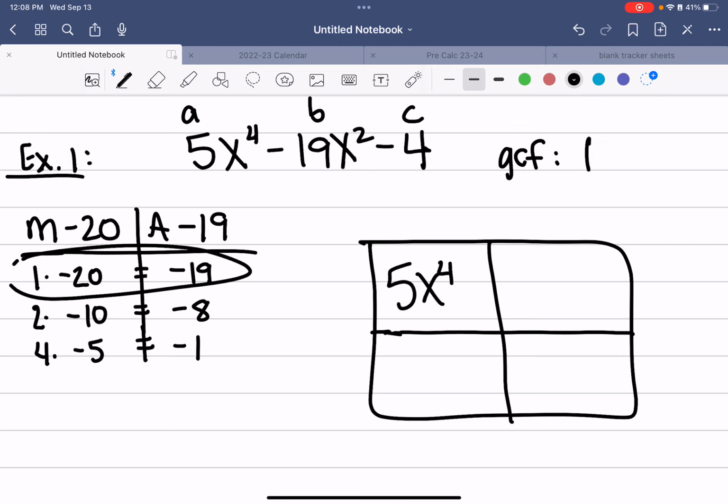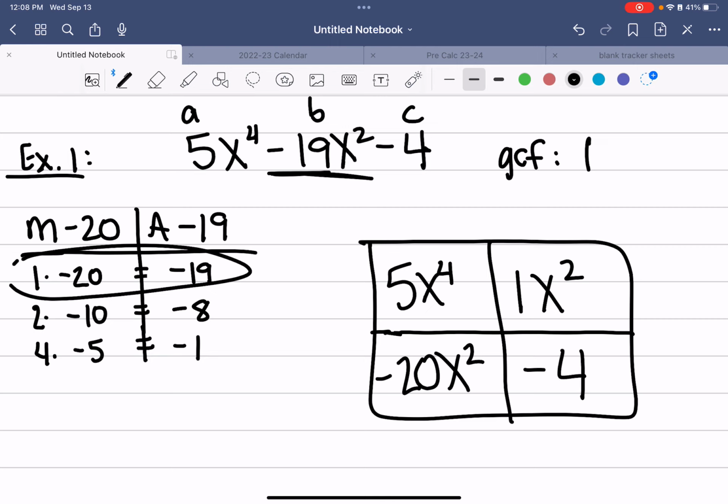And then these 2 middle boxes, the diagonal ones, are going to add up to B, which is a negative 19x squared. And the 2 numbers I'm going to use for that, according to my multiply add chart, are 1x squared and negative 20x squared. And then my C term is a negative 4.